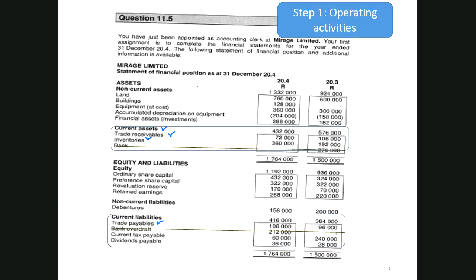And then current tax payable and dividends payable, this is a company. And we know that in the operating activities section, we also have to separately say how much was paid as dividends to the owners and how much was paid as tax to the owners. So we're going to work out those amounts as well. Okay, so those are the applicable amounts that we start looking at first in order to be able to do the operating activities section of the cash flow statement.